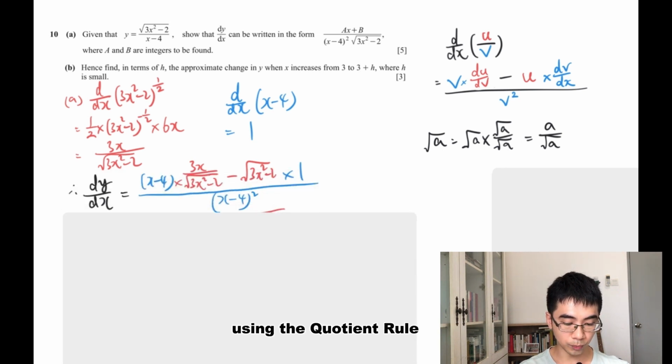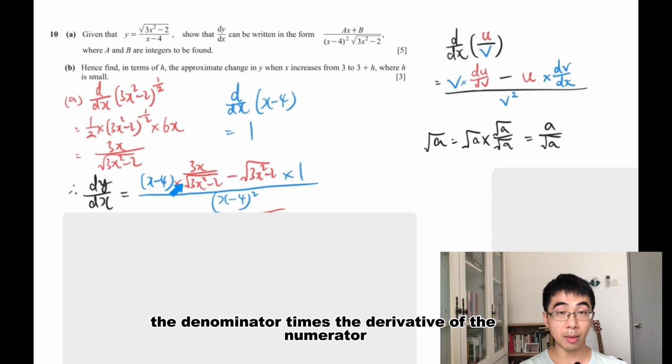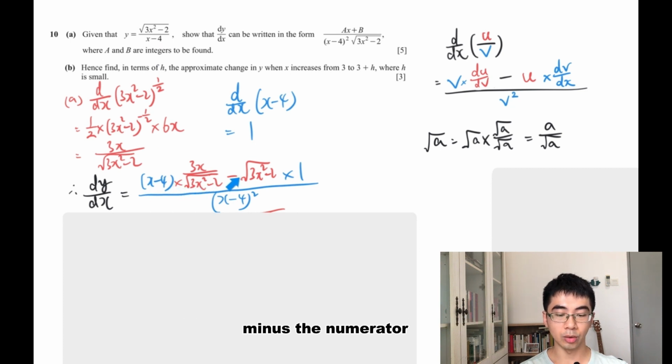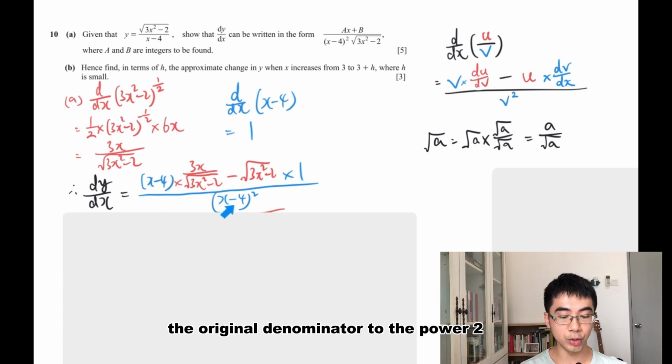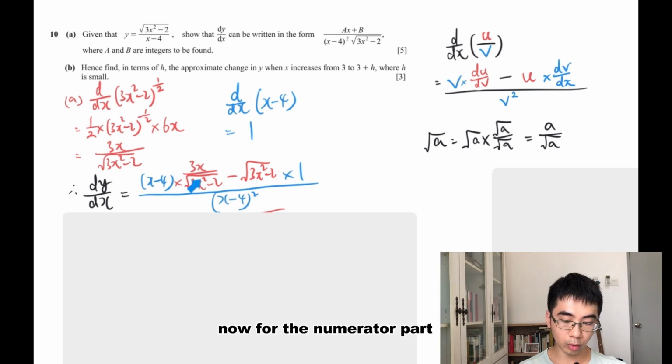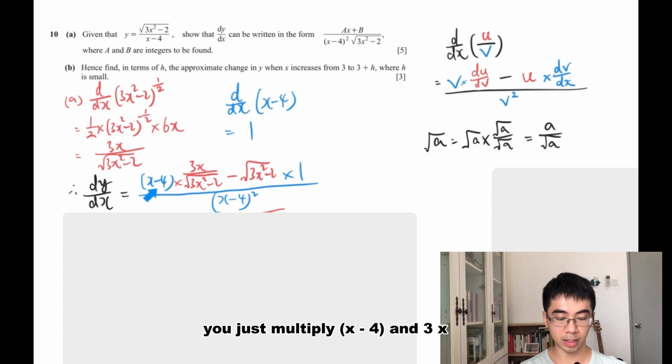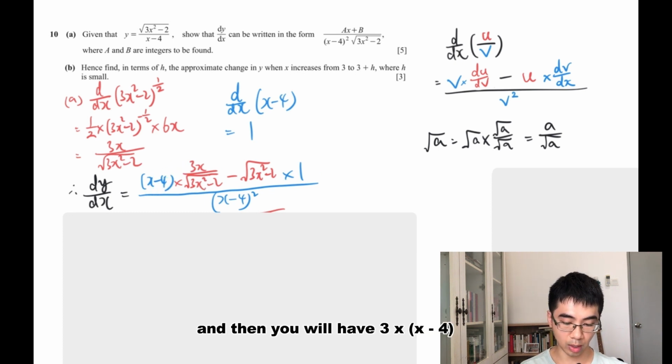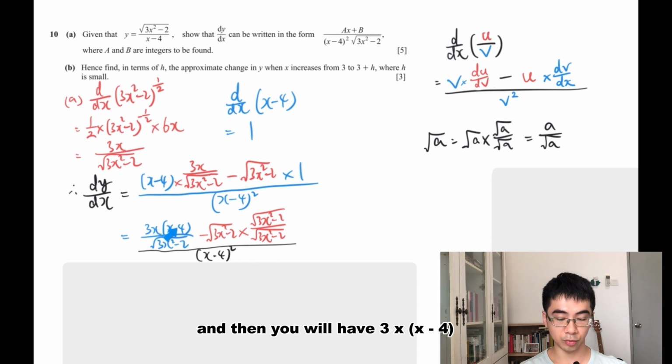Using the quotient rule, the denominator times the derivative of the numerator minus the numerator, the original one, times the derivative of the denominator, and then all divided by the original denominator to the power 2. How do we simplify this? For the front part, you just multiply the x minus 4 and the 3x, and then you will have 3x times x minus 4.